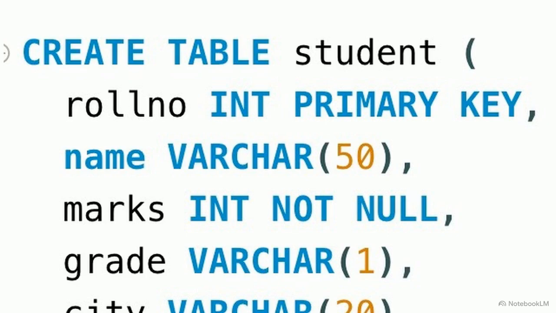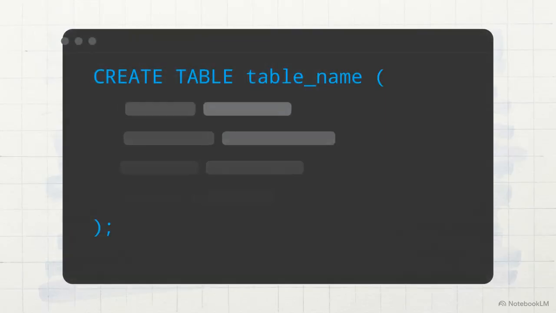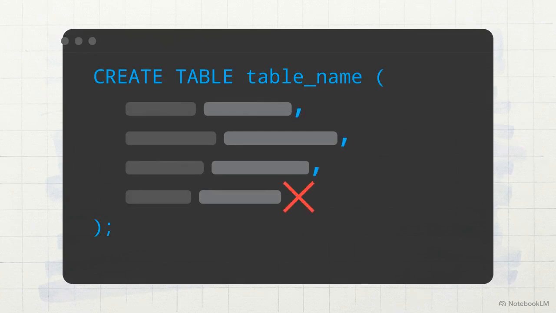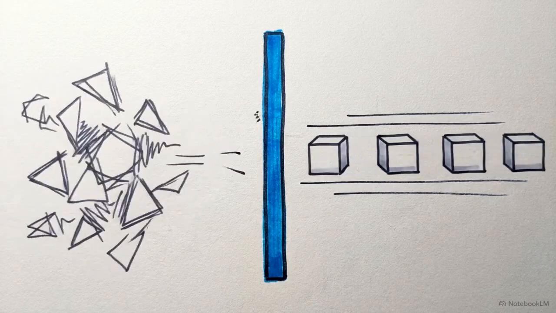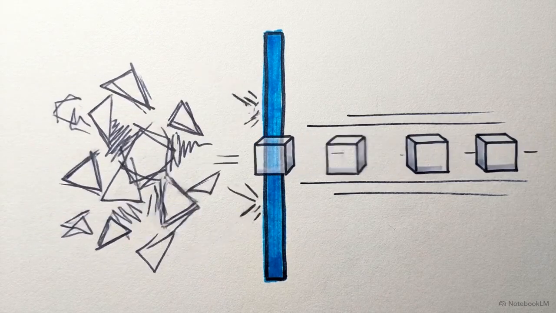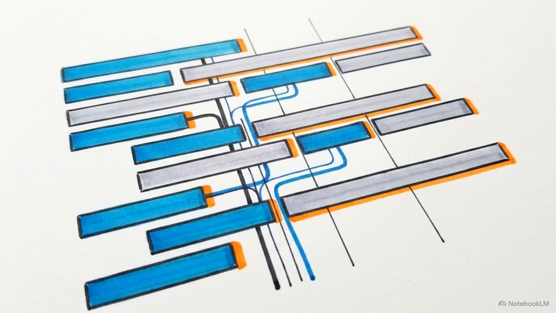duplicate entries. Pay close attention to the syntax here. You must place a comma between every column definition, but leave it off the very last one. This strict schema acts as a permanent shield, which is exactly what prevents corrupt or mismatched data from entering your system later. With the structure ready, we can populate the table using the Insert Into command.